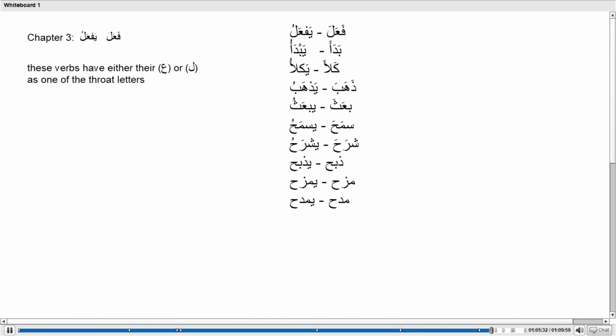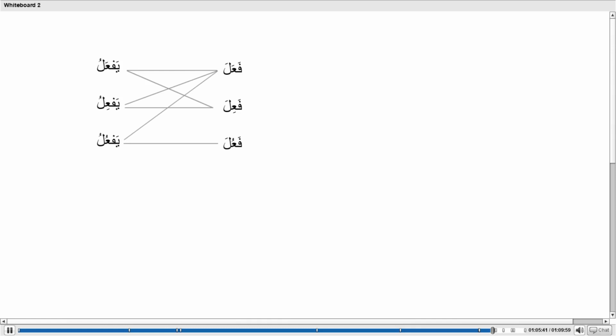Is it clear? Yes. 5 more minutes. No exam, insha'Allah. Maybe an exam after we finish. Ustad, the 33 verbs not used often, are they in the Quran? Some of them are, barakallahu fiki.